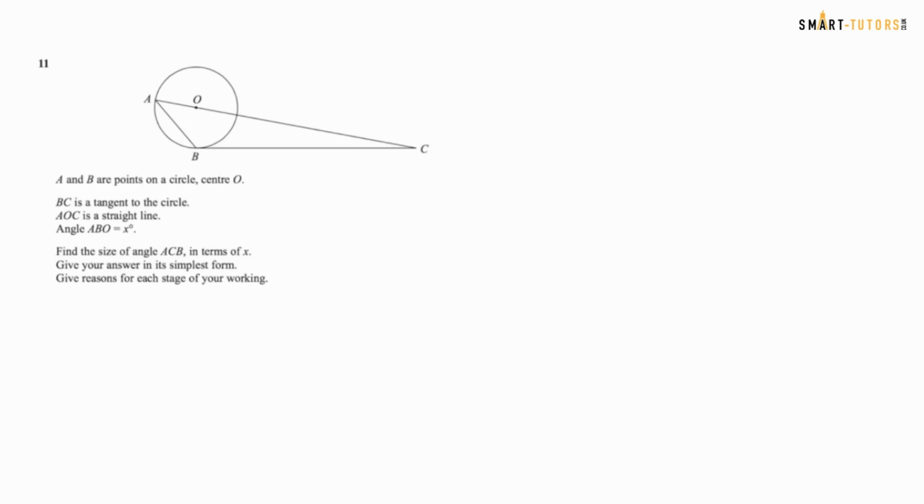Question number 11. A and B are points on a circle, center O. BC is the tangent to the circle. AOC is a straight line. The angle ABO is x. Find the size of the angle ACB in terms of x. Give your answer in its simplest form. Give reasons for each step.